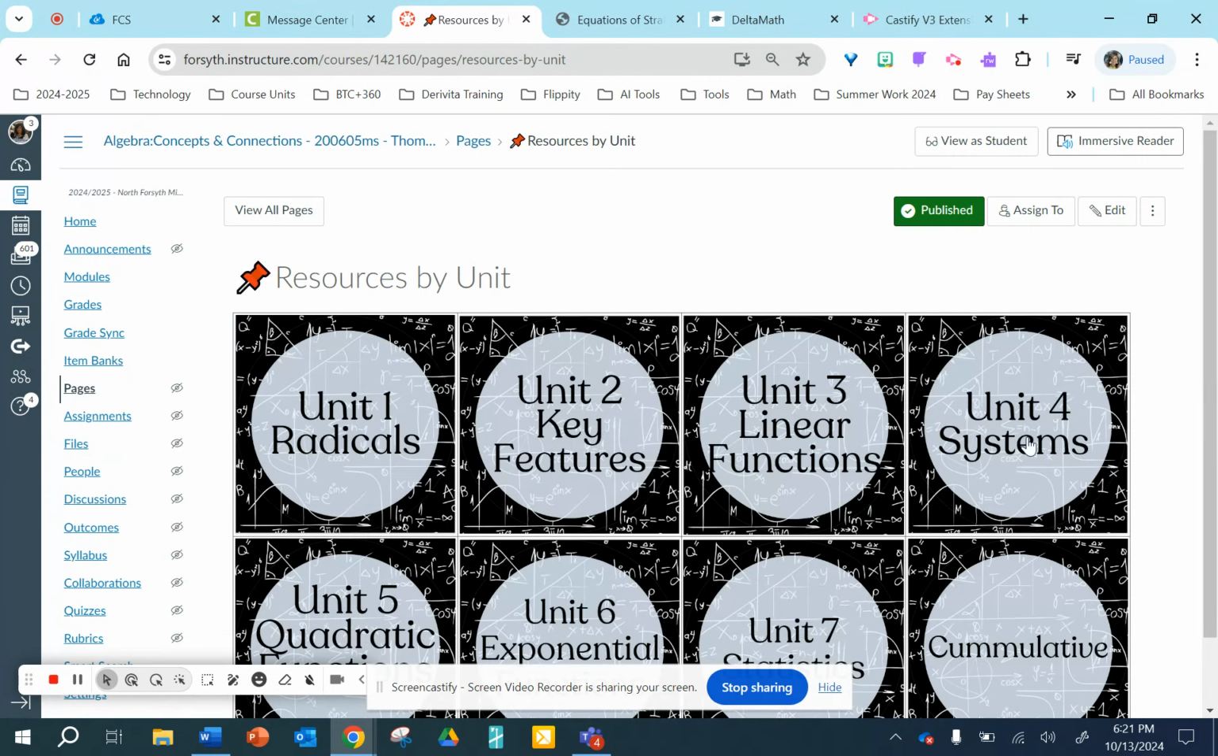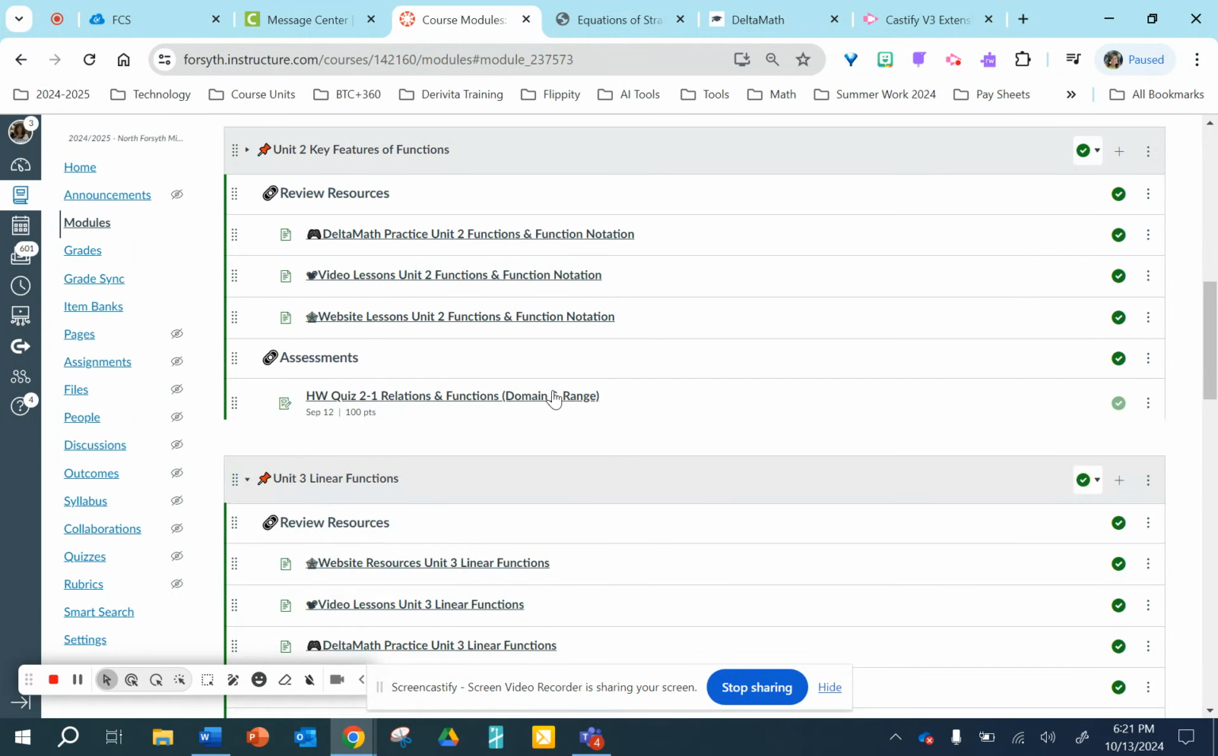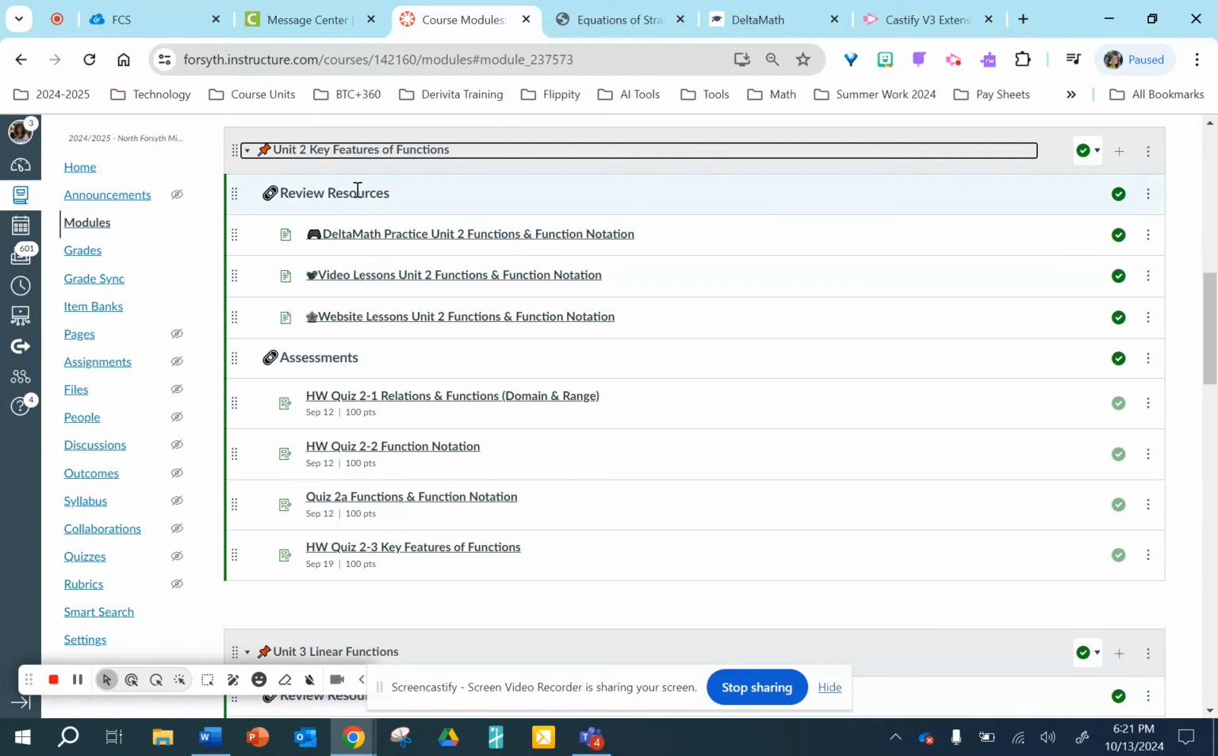However, if they didn't know which week or what content the week was in, I have our unit resources organized by units. So if they needed to access, let's say, our past unit, Unit 2, it will take them to our folder of resources where we have the review resources, Delta Math practices, they're optional, but a great resource. Again, a page of my videos or the websites. And then here are the assessments that we did for that unit.